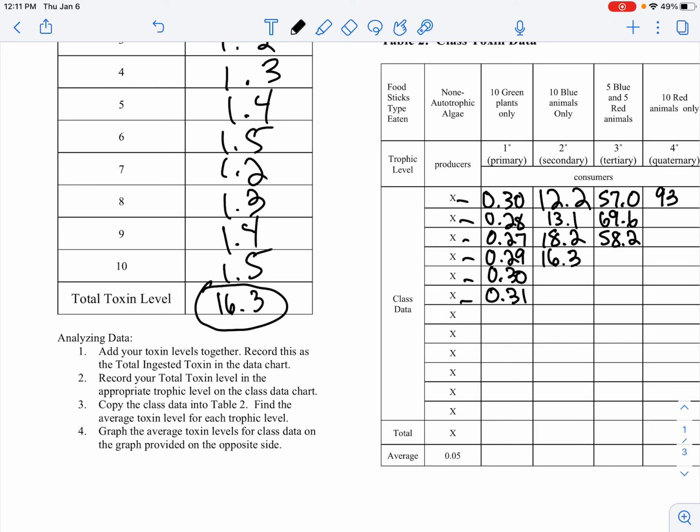So do this on your calculator right now. Add them up. Press equals. Make sure you press equals.